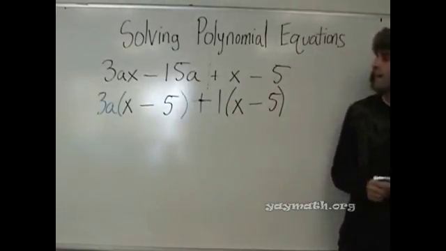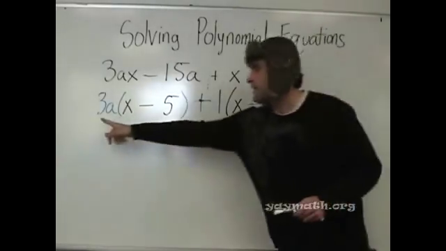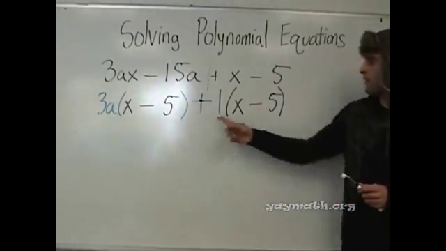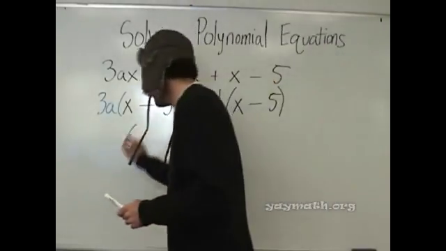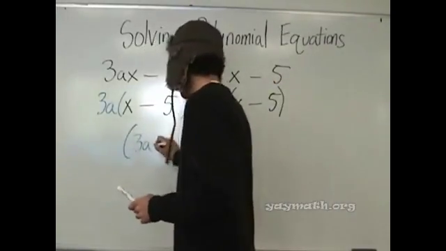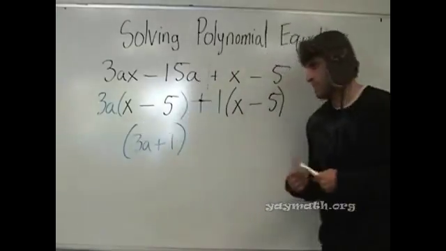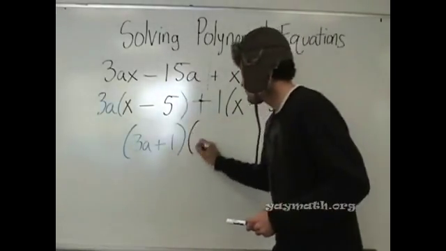Now, if you have 3a times x minus 5 and 1 times x minus 5, allow me to write the solution, then we'll talk. 3a plus 1, x minus 5.